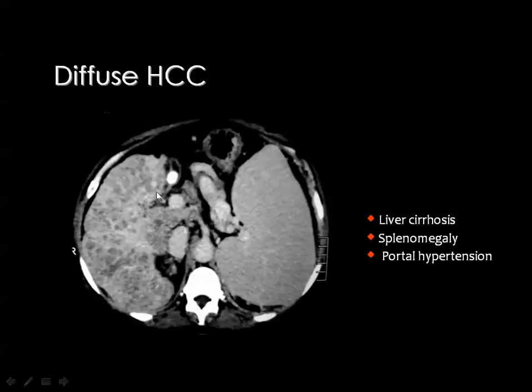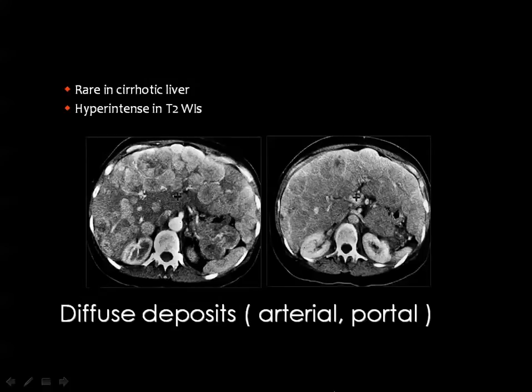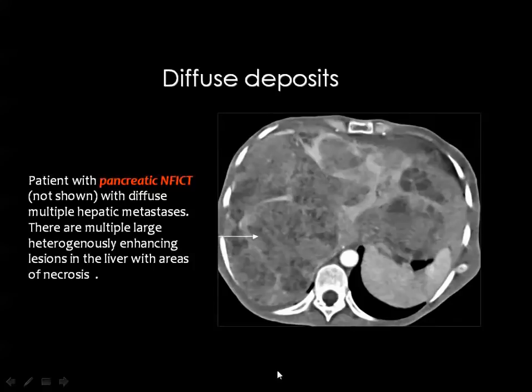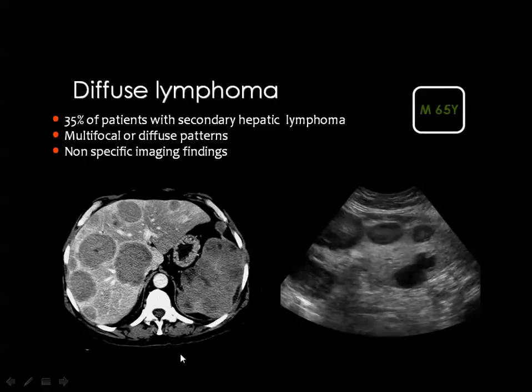Then this is a cirrhotic liver, which is diffusely infiltrated by hepatocarcinoma, and you see the splenomegaly and the signs of portal hypertension. Diffuse metastasis: for the diagnosis you need to know that the patient had a primary malignancy, and you see too many metastatic deposits affecting the entire liver parenchyma. And this patient with a pancreatic non-functioning islet cell tumor shows multiple metastatic deposits affecting most of the liver parenchyma.